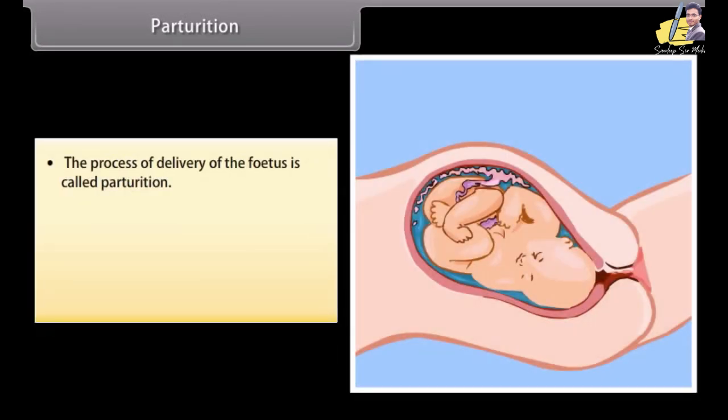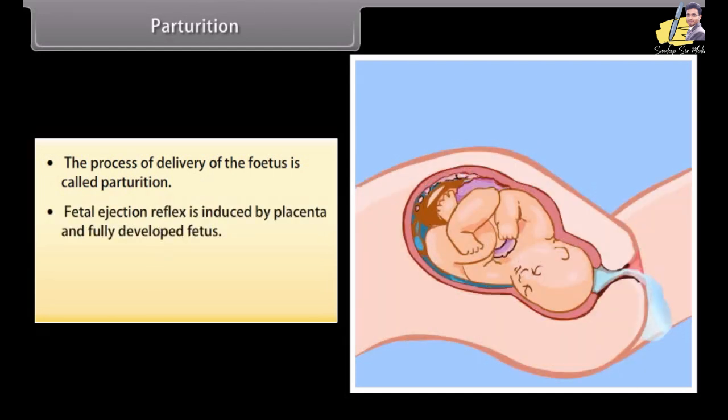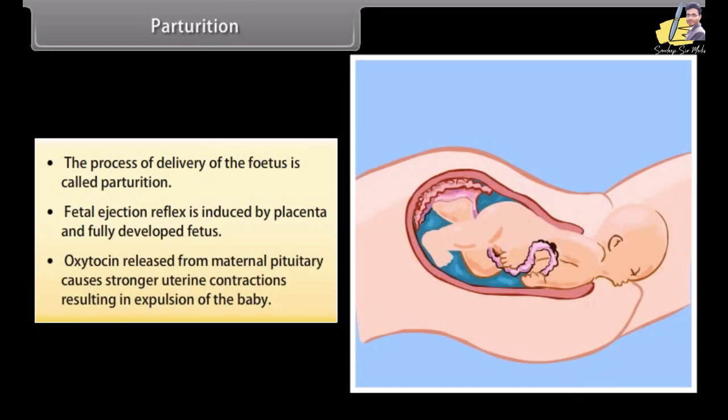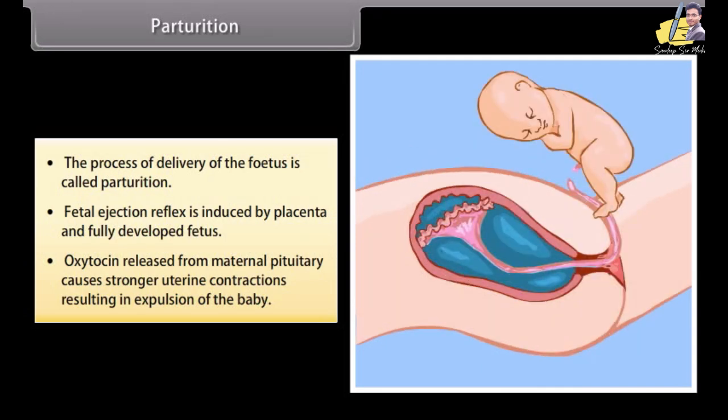Parturition. The process of delivery of the fetus is called parturition. Fetal ejection reflex is induced by placenta and fully developed fetus. Oxytocin released from maternal pituitary causes stronger uterine contractions, resulting in expulsion of the baby.